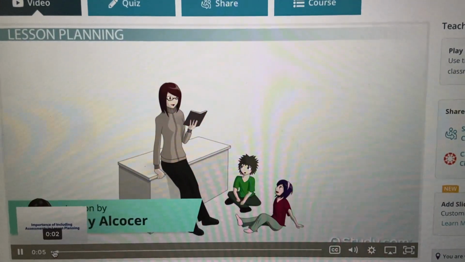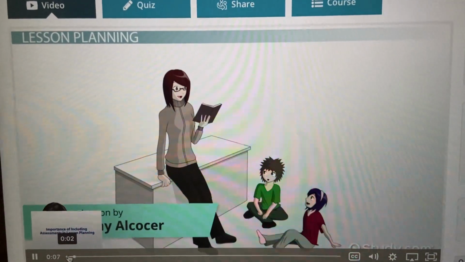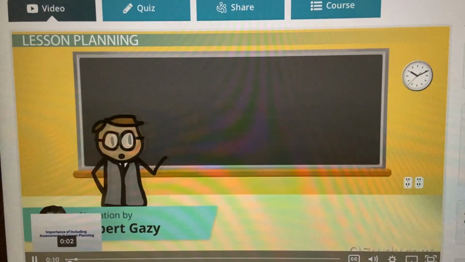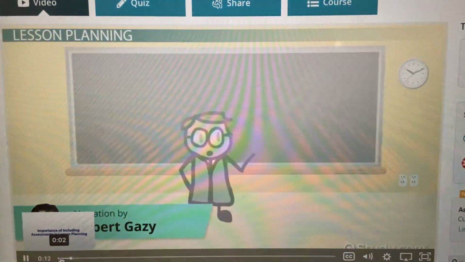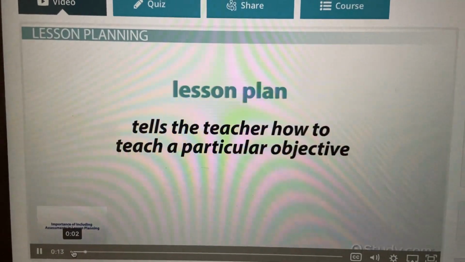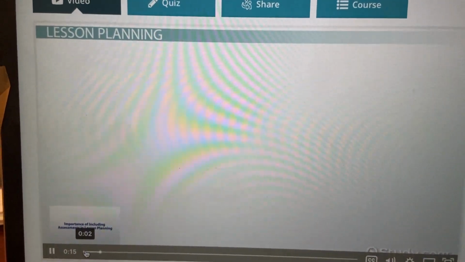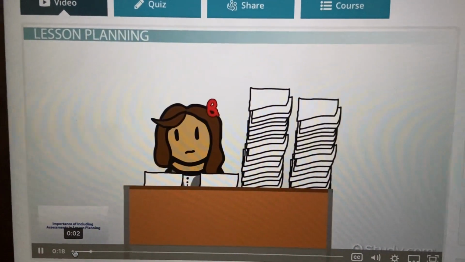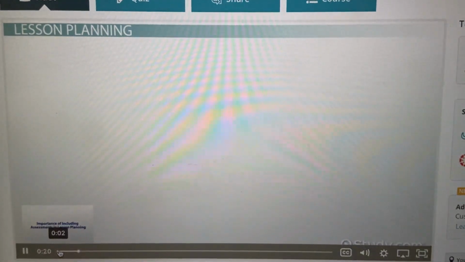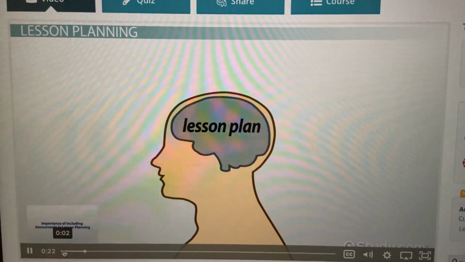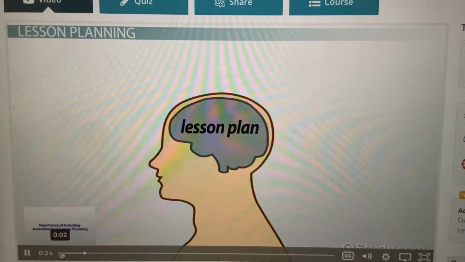Every great teacher knows the importance of a well-planned lesson. A lesson plan is an important part of achieving a well-planned lesson. A lesson plan tells the teacher how to teach a particular objective. While formal lesson plans are typed and printed on paper, you can have informal lesson plans that you plan out in your head or on any piece of paper that you have.